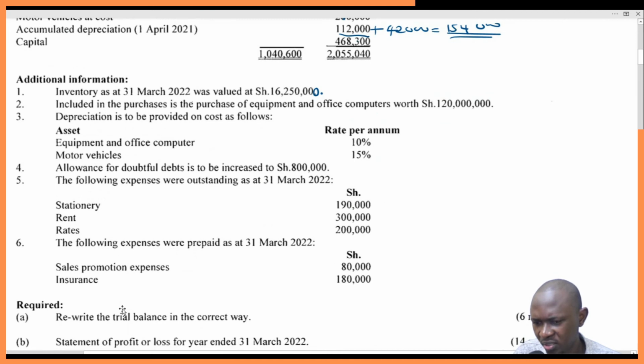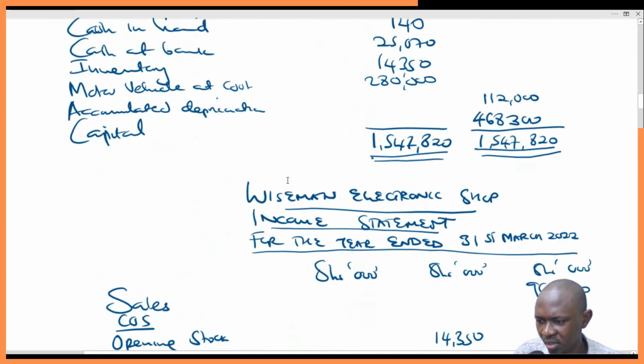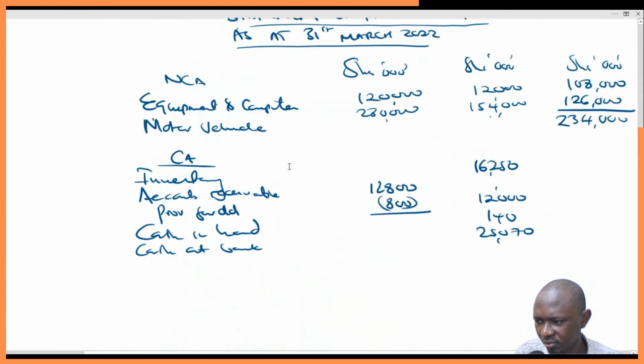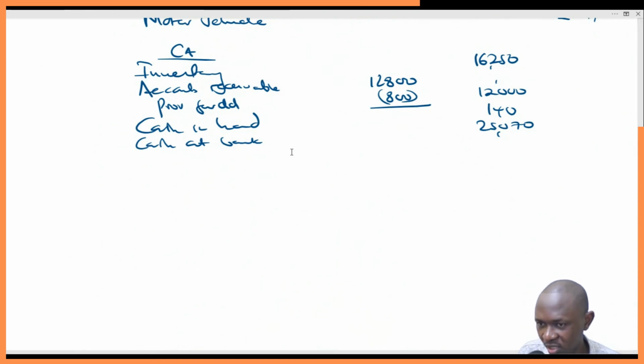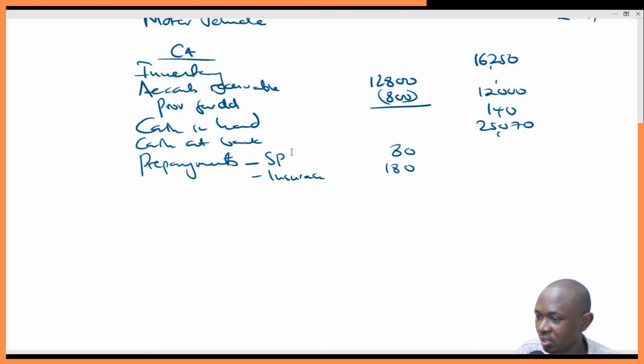We have prepayments here. Prepayments are current assets, so 80 and 180. Remember those prepayments that we deducted in the P&L. So sales promotion was 80, and then insurance is 180. That will give us 260.